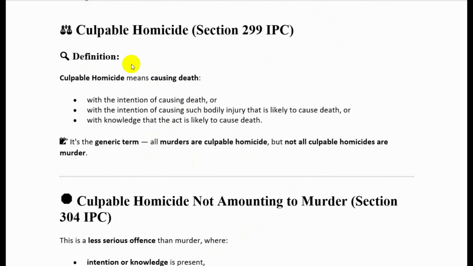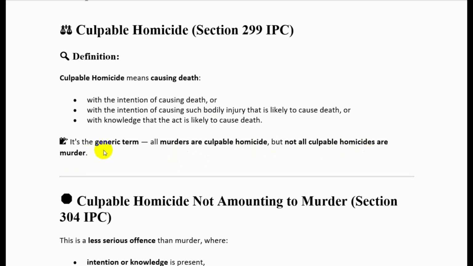Okay, so let's understand what is culpable homicide, Section 299 of the IPC. Definition: culpable homicide means causing death with the intention of causing death, or with the intention of causing such bodily injury that is likely to cause death, or with the knowledge that the act is likely to cause death. It is the generic term. All murders are culpable homicides, but not all culpable homicides are murder.